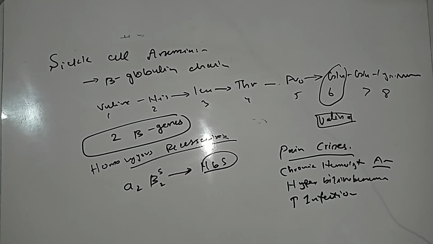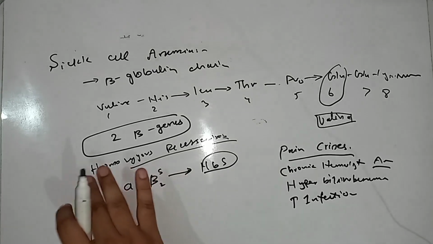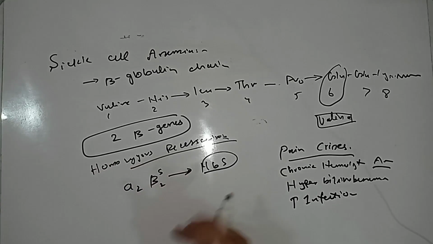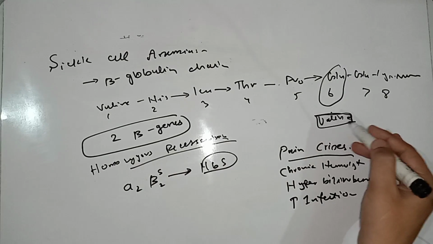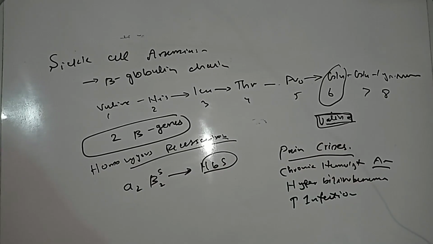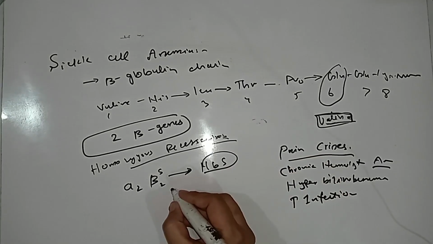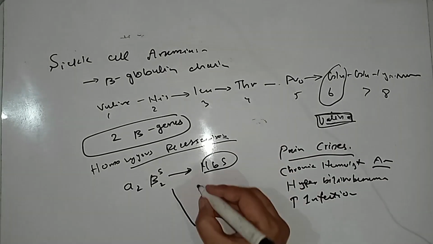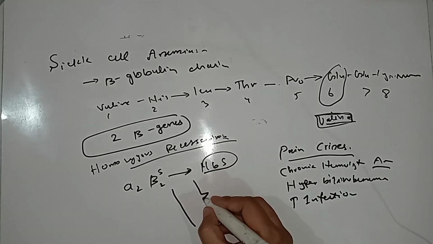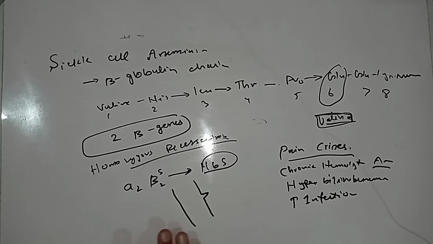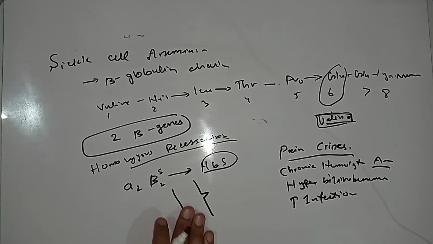So what is the basis of pain crisis, and what is the basis of tissue hypoxia in sickle cell disease? What happens is that in HbS, when valine is introduced here, it introduces a specific nick in the structure of the beta globin chain. For example, supposedly this is the normal beta globin chain. When valine is introduced, it becomes like this. Just an example.